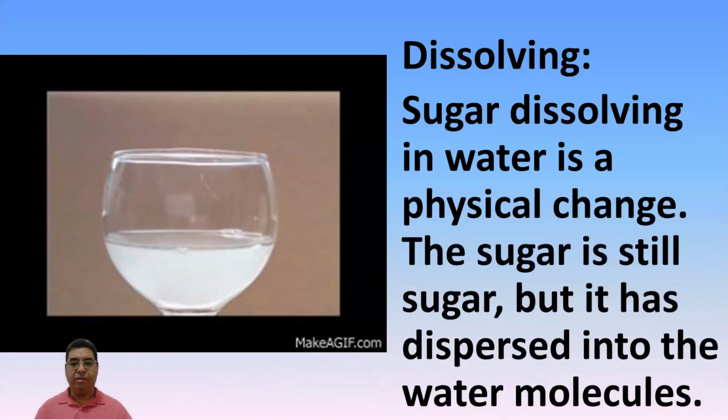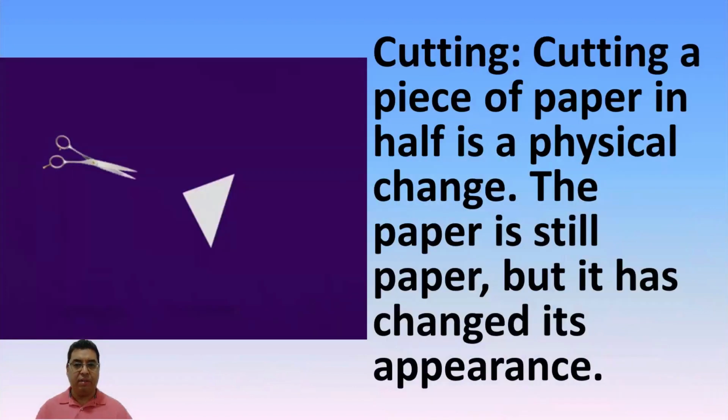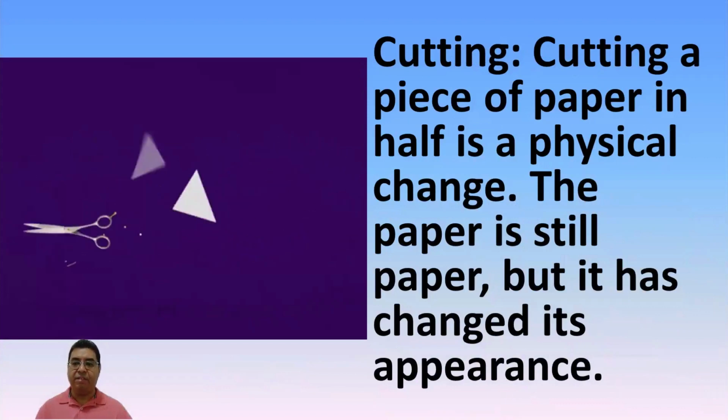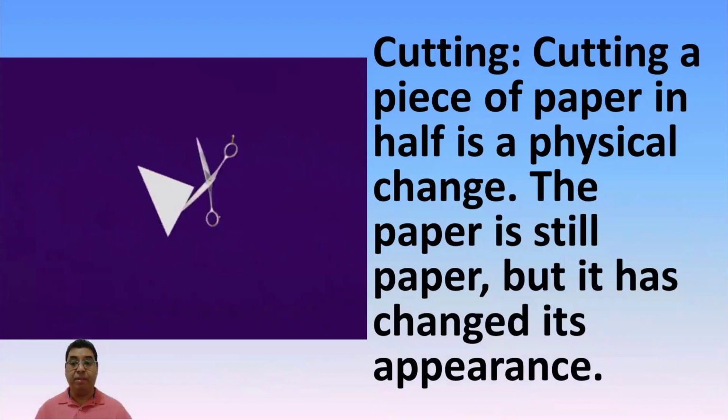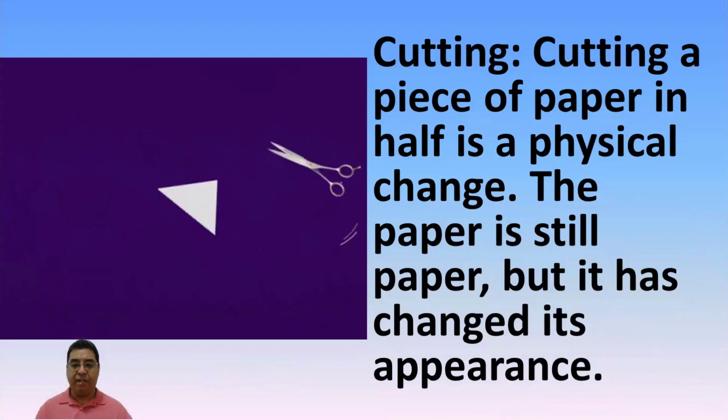Dissolving. Sugar dissolving in water is a physical change. The sugar is still sugar, but it has dispersed into the water molecules. Cutting. Cutting a piece of paper in half is a physical change. The paper is still paper, but it has changed its appearance.